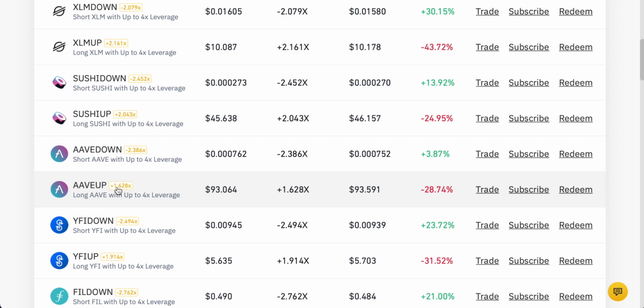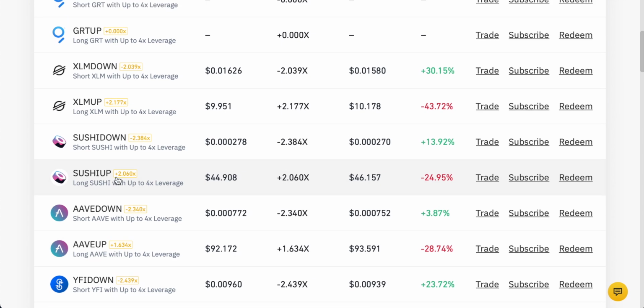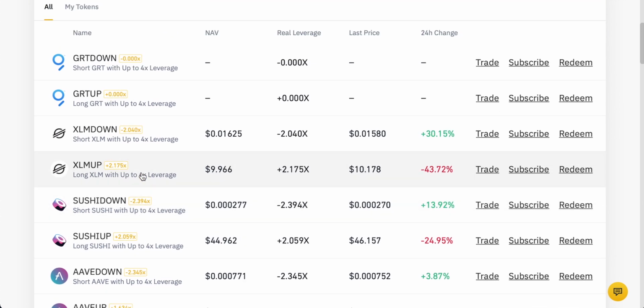So as an example, let's just say we take this token, and you can see at the moment it's actually leveraged 1.63 times. So what that means is that the underlying token, which is Aave, moves up 1%. This token will move up 1.63%. The leverage just exaggerates the way a token moves. So for every 1% move that something has, these leverage tokens will move anywhere from 1.25 times more, all the way up to 5 times more than that token.